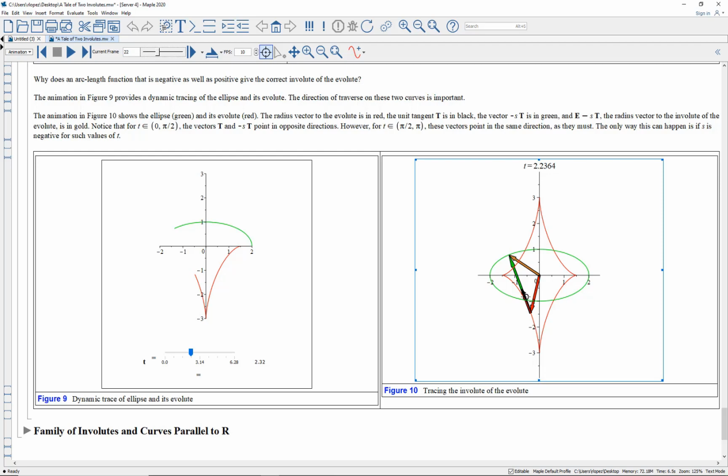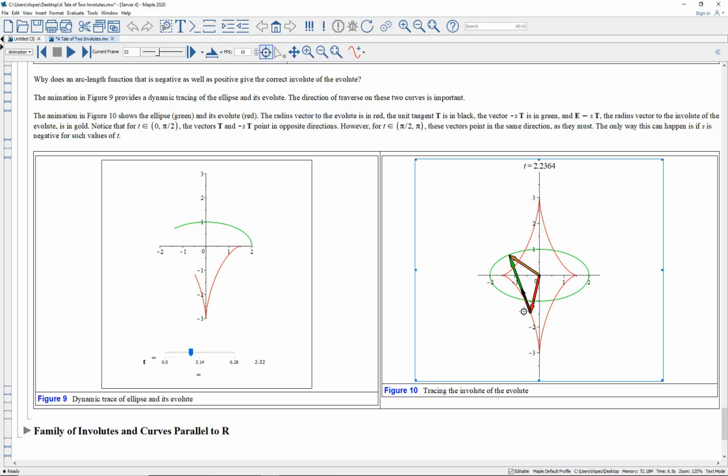But here, if the arc length were positive, minus st would point in the opposite direction, would point this way. But it needs to point this way, in the direction of this green vector, to get up here to the ellipse. And so that's why the negative arc length works in this quadrant.